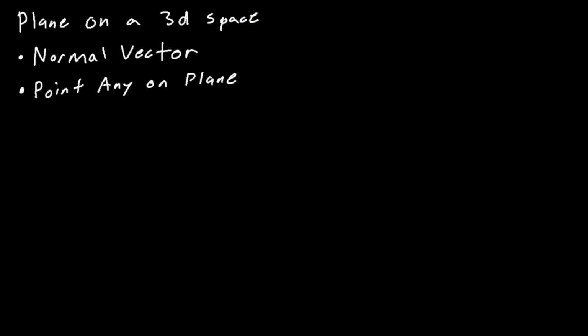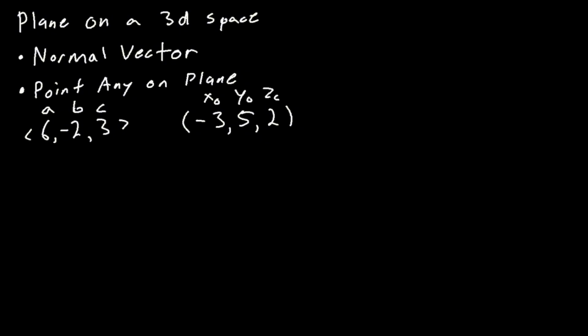Let's say that the normal vector is 6, -2, and 3. We label the components a, b, and c. And let's say it has a point -3, 5, and 2, and these are the x null, y null, and z null points. So let's redraw that: ax plus by plus cz is equal to a times x null plus b times y null plus c times z null.